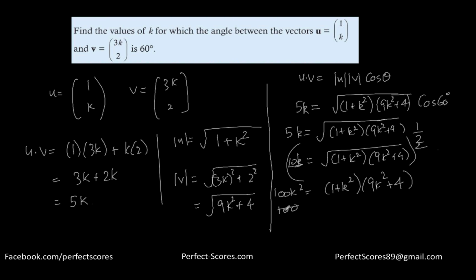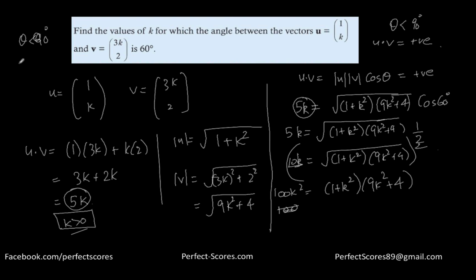Now another thing here is, as you can see, since theta is less than 90 degrees, u dot v is actually going to be positive, right? So again, this is something which has to be positive, which is equal to 5 times k. As you know that u dot v is 5 times k, that means k has to be positive, right? So this is something which has to be true all the time, because when theta is less than 90 degrees, that means u dot v is positive, and when theta is greater than 90 degrees, then u dot v is negative.